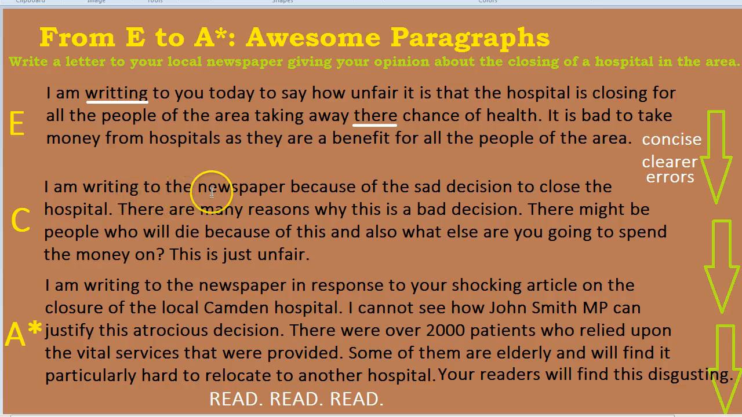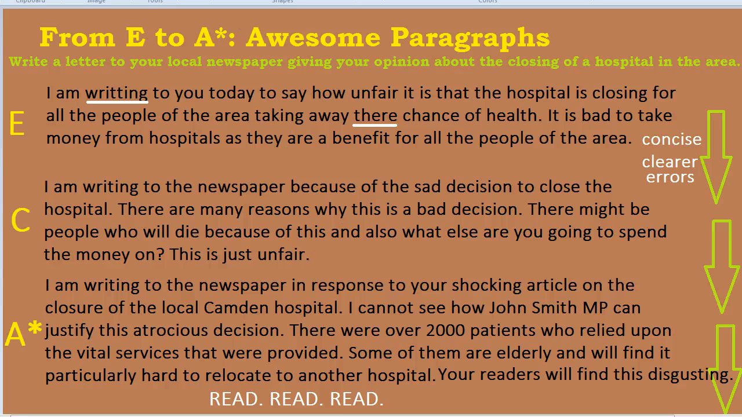I am writing to the newspaper because of the sad decision to close the hospital. There are many reasons why this is a bad decision. There might be people who will die because of this. And also, what else are you going to spend the money on? This is just unfair. There are a couple of things I like about this paragraph.